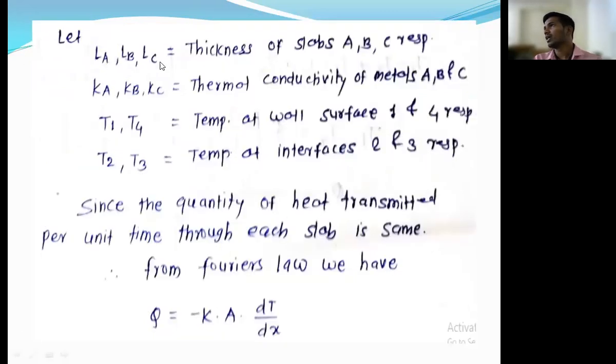Okay, so write down the meaning of LA, LB, LC. What is the meaning of LA, LB, LC? Thickness of slabs A, B, C respectively. KA, KB, KC, thermal conductivity of metals A, B, and C. Then T1, T4, temperature at wall surface 1 and 4.